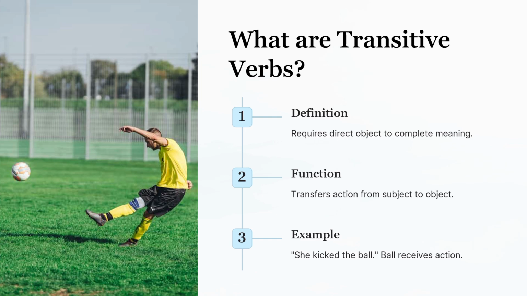Now, transitive verbs require a direct object to complete their meaning. So in other words, the action of a transitive verb passes from the subject to an object. Without a direct object, the sentence may feel incomplete or lack essential meaning. For example, if we take the sentence, she kicked the ball, here kicked is a transitive verb because it acts on the ball, which is the direct object. Now without mentioning the ball, we're left wondering, what did she kick? Which is why the object is necessary for clarity.